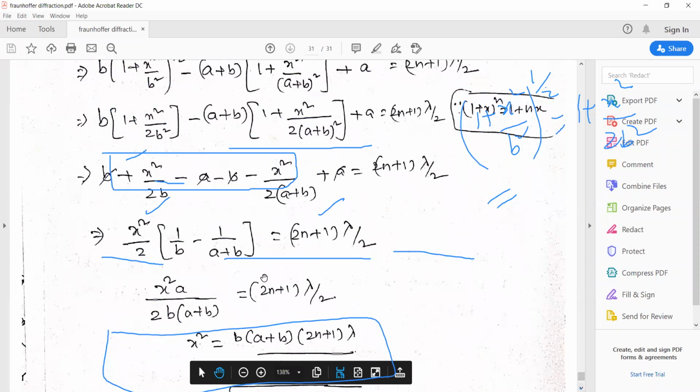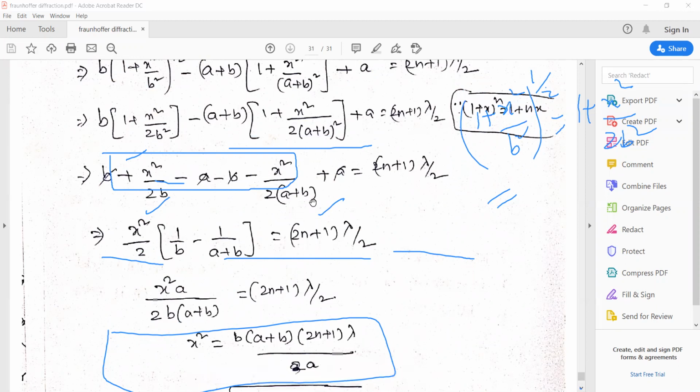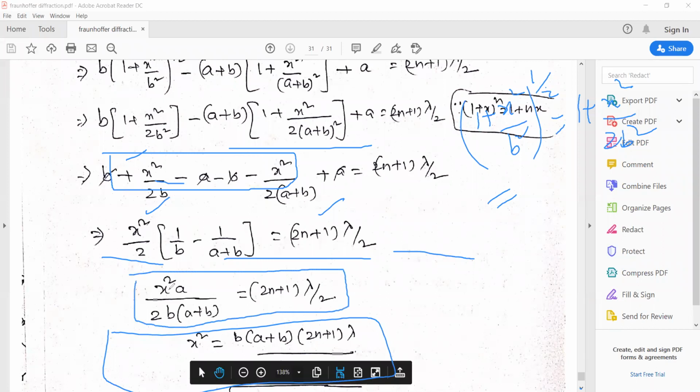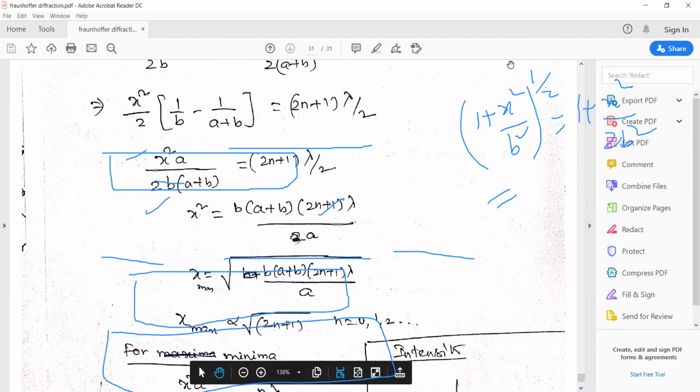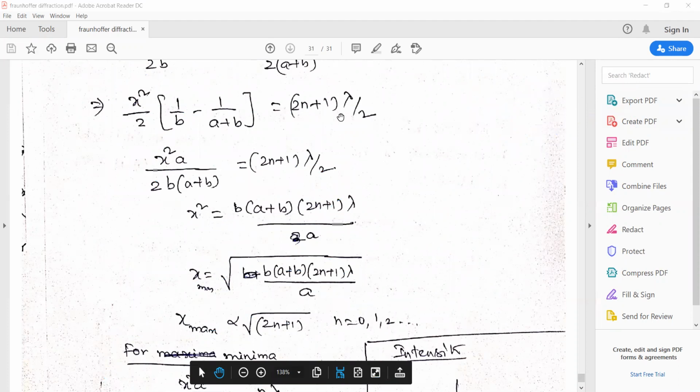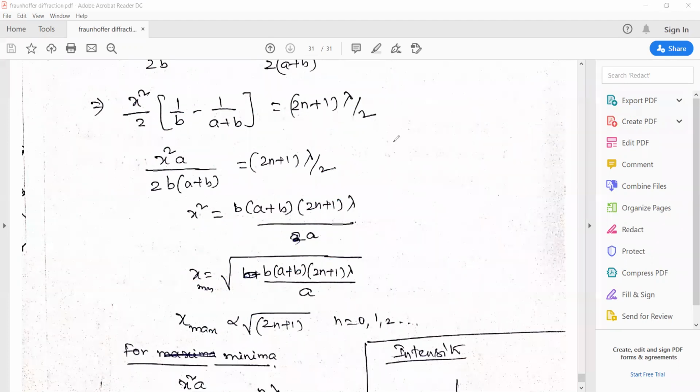So finally you will get the expression as x square by a 2b into a plus b is equal to 2n plus 1 lambda by 2. Here x is the distance from the point p where you are getting the maxima. So to find the x value, you just take these terms to the other side, so finally we'll get x as this term.